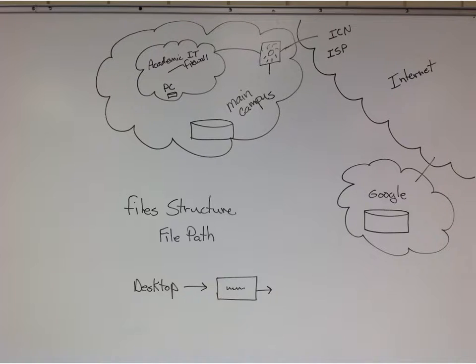So, we looked a little bit at how things are organized in the classroom. You have a PC, and it connects into the academic IT area. We have a firewall. And then through that firewall, you connect to an intermediate device here at the college, which connects out to the Iowa Communications Network, which is our internet service provider, and that gets us into the internet.